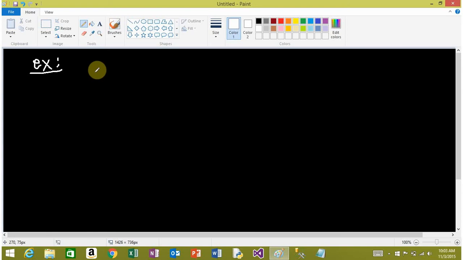So let's say we want to negate this statement. We'll say for all x greater than 0, x squared is equal to 25. For all x greater than 0, x squared equals 25.